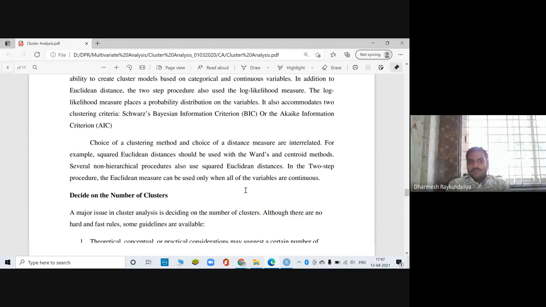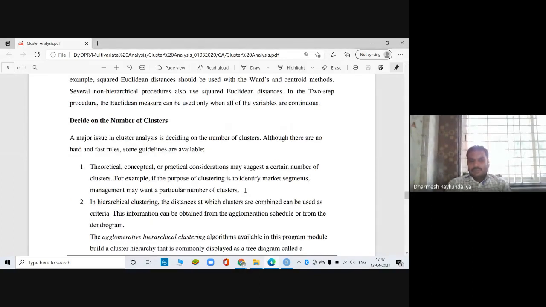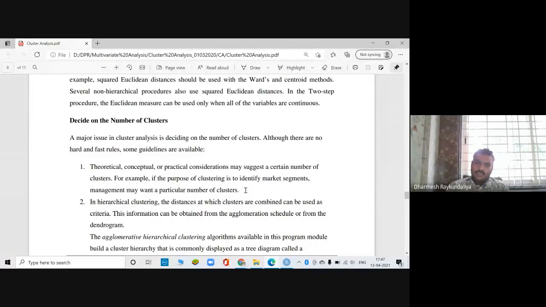Now you have to decide the number of clusters. That is always the problem: how to find out the number of clusters. Some guidelines are there. You can have either theoretical, conceptual, or practical considerations suggest the number of clusters. For example, if the purpose of clustering is to identify market segments, management wants a particular number of clusters. If I wish to study 4 segments, they will say that I wish to study only 4 clusters.